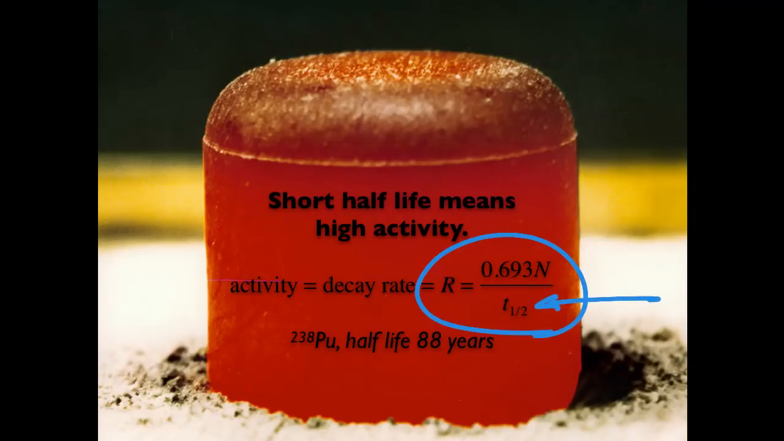Here's a chunk of plutonium-238, which they actually use to power spacecraft, not by the radioactivity, but by the heat. This chunk of plutonium-238 has a half-life of 88 years. That's short enough that it actually is hot. It is literally hot from the energy released in the radioactive decays. And you can use that heat to drive a heat engine to run a spacecraft.